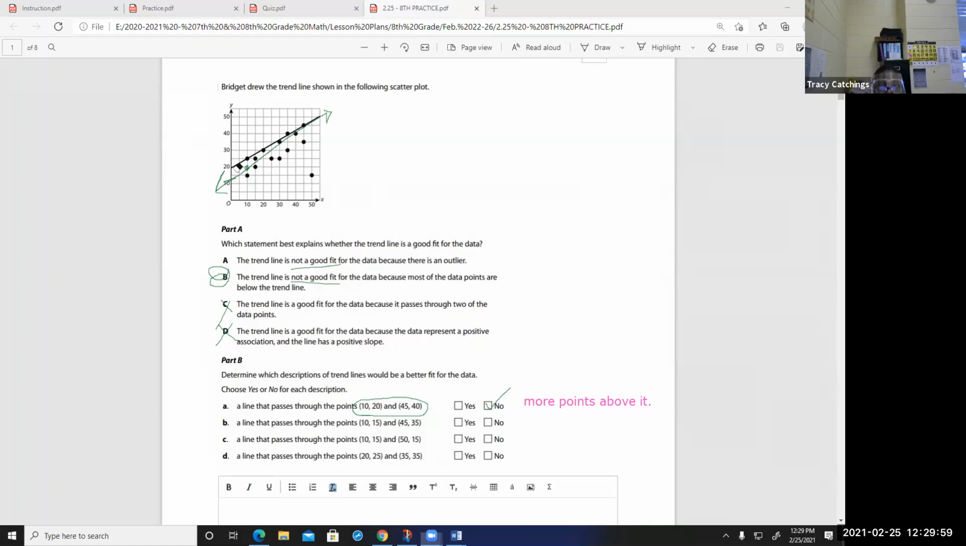All right, number 2 asked us to look at 10, 15, and 45, 35. It's this one and this one. All right, look at this red line. Would you say that red line would be a good fit? How does it look? Do we have more points above, more points below? Is it right in the middle? All right, I heard somebody say more points above, so that means it will not work.